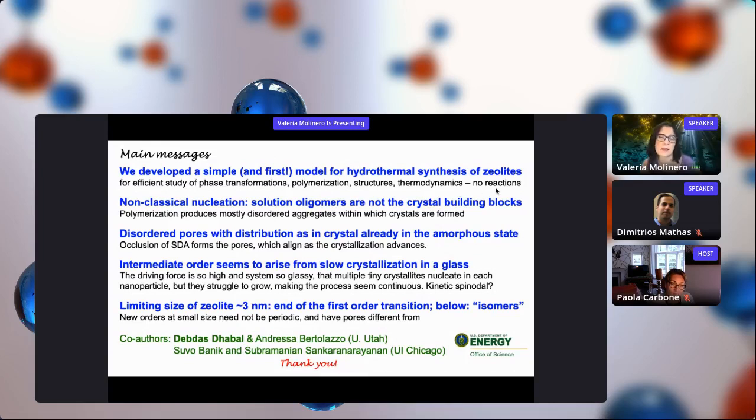And we attain this speed by having no reactions and having a coarse-grained representation. We find that the nucleation is non-classical. The oligomers in solution do not build the zeolite directly, but they polymerize into an amorphous state that then evolves. Nevertheless, these amorphous states already have the pores, and this may explain why people report amorphous zeolites in the literature, and they may be these truly amorphous zeolites. And the intermediate order seems to arise from a slow crystallization in a glass. And this is really the signature of the formation of these zeolites. And finally, the smallest size is just 3 nanometers, that is pretty small and is close to the value recently attained in experiments.